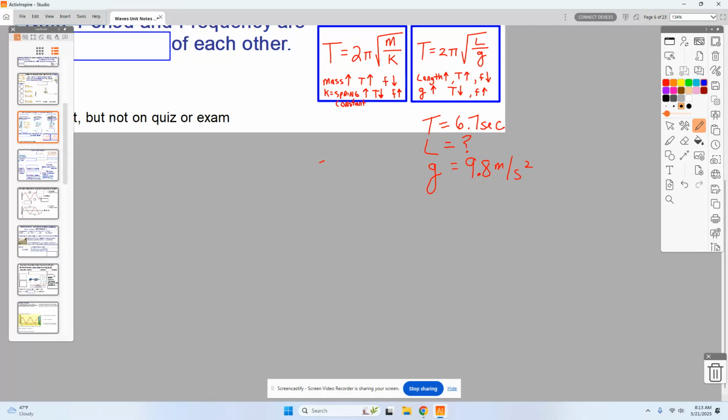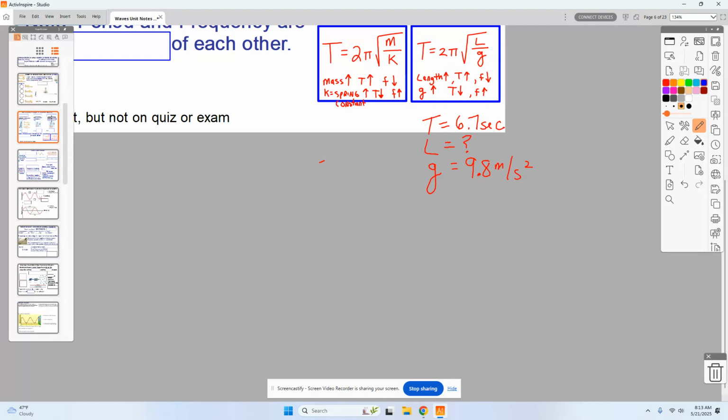Pretty close. I think you could differ a little bit on there. Did you use 6.7 seconds? Did you use 6.7 as well? Did you use 9.8? No, 10? Okay, you used slightly different numbers, so I'm not sure who's correct. They're close, but they're not exactly the same. It's not right, but that's okay. I want you to try it.